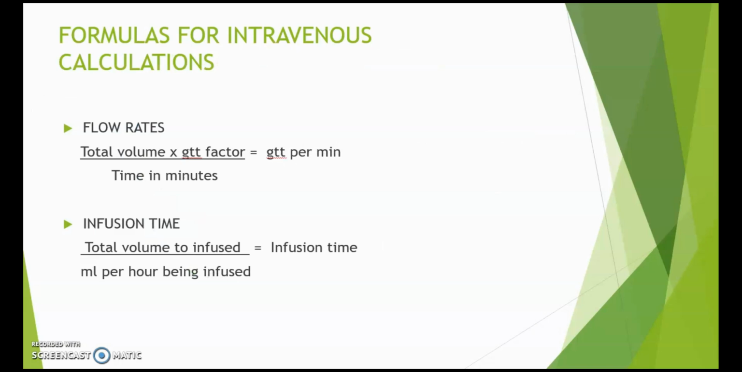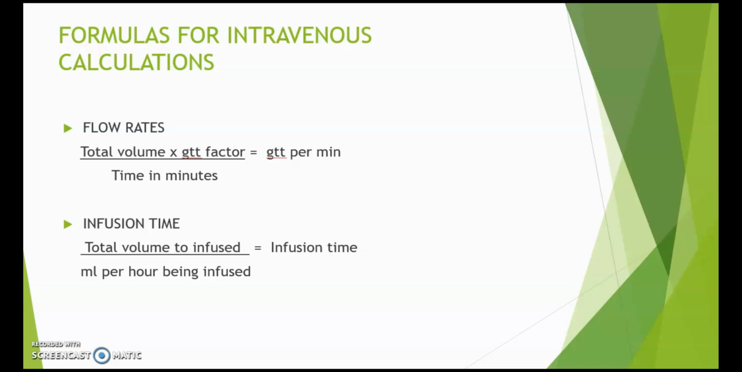So let's apply these basic formulas for IV calculations. Flow rate: total volume times GTT factor, divided by time in minutes, equals GTT per minute. Infusion time: total volume to be infused divided by ml per hour being infused equals the infusion time.